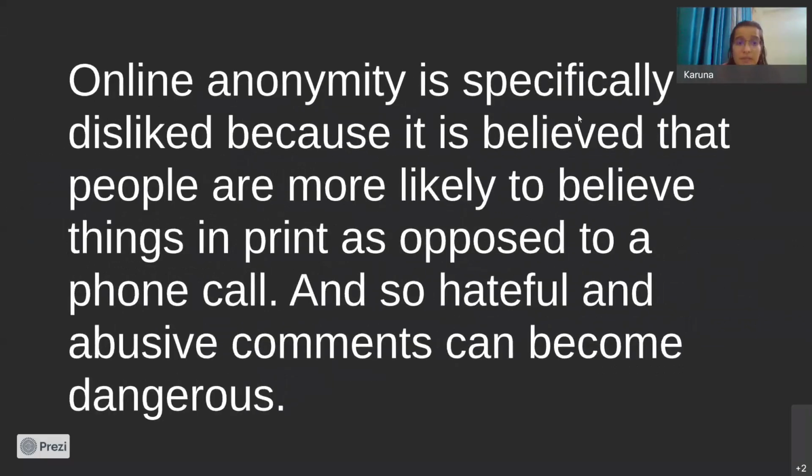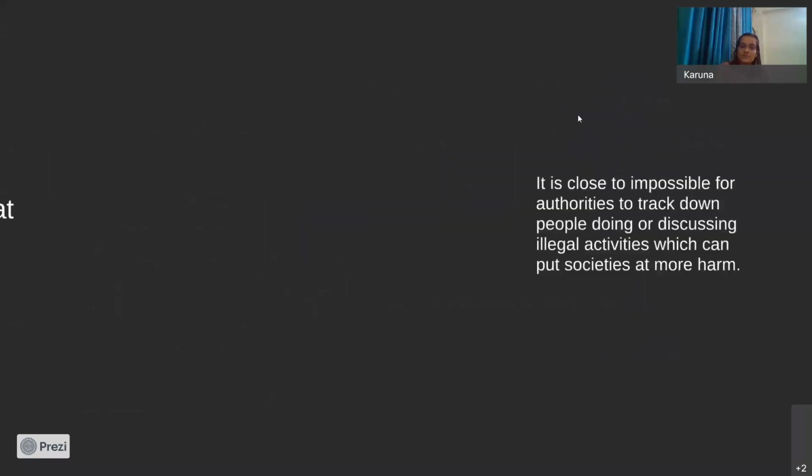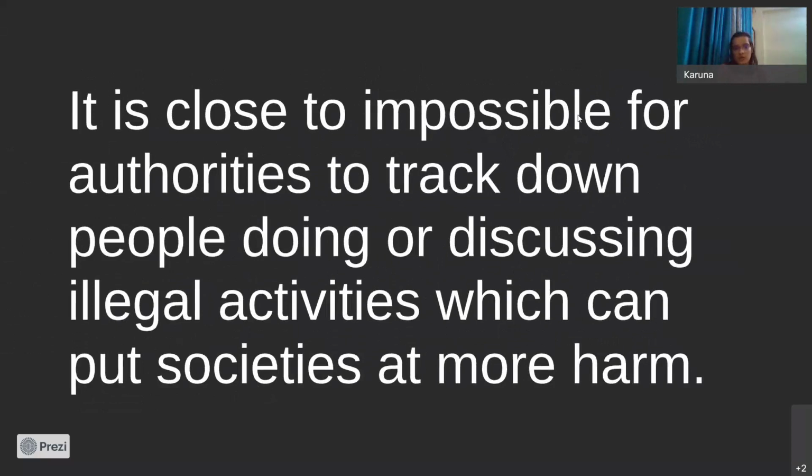It is believed that people are more likely to believe things in print as opposed to a phone call. And so hateful and abusive comments can become dangerous. When you write it down on the internet, anywhere, people are more likely to believe anonymous comments more. So if there's a hoax call, fake news or fake things being circulated, then people are more likely to believe them. And once they believe, there will be hateful and abusive comments coming up. It is close to impossible for the authorities to track down people doing or discussing illegal activities, which can put society into harm. So if you become completely anonymous, it is very difficult to track down people who are discussing illegal activities and putting such harm to society.